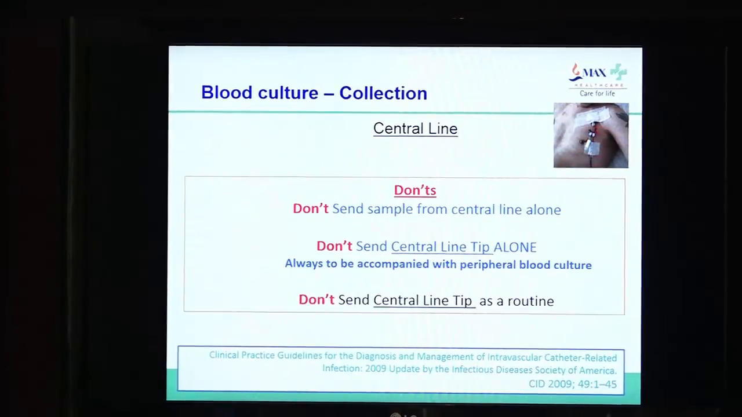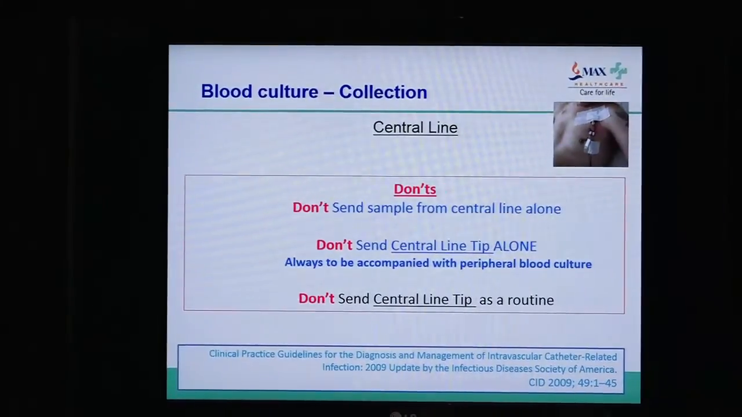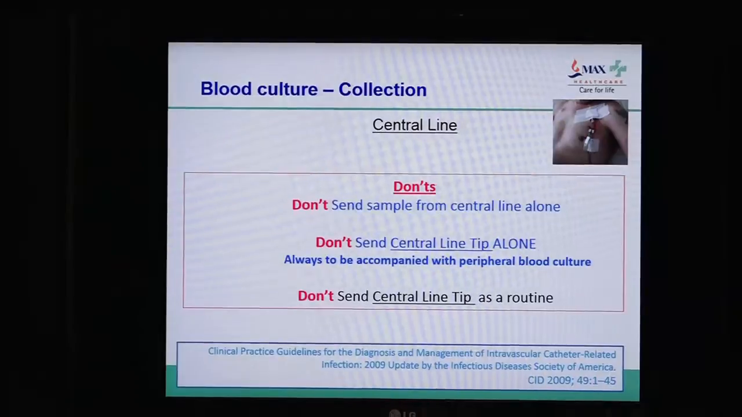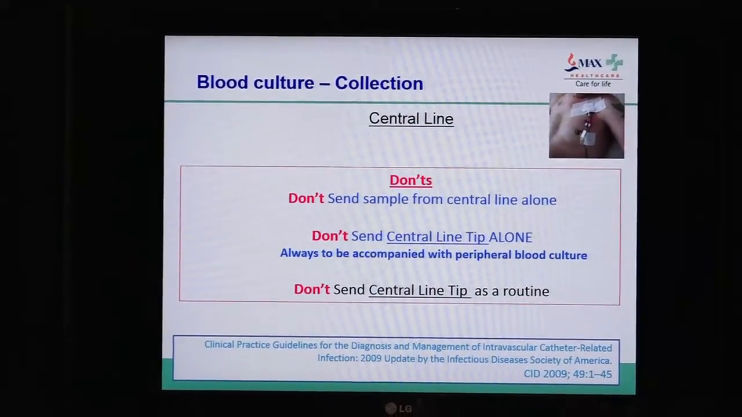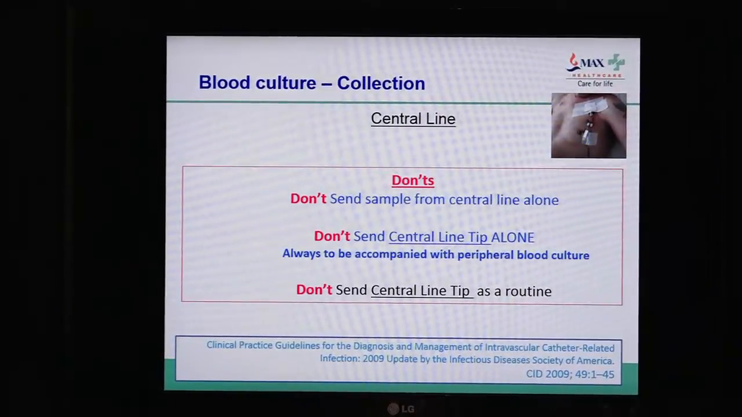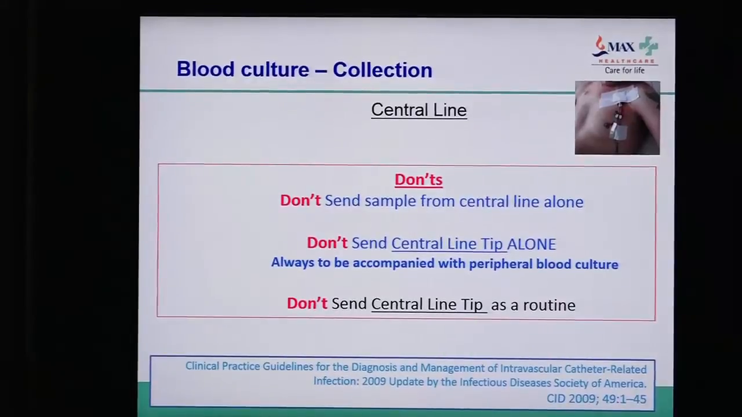So don't send samples from the central line alone. If you send only from the central line, it is difficult to diagnose whether it is pure sepsis or a central line colonizer. If you send 2, then we can identify whether it is a central line associated bloodstream infection or a primary bloodstream infection.